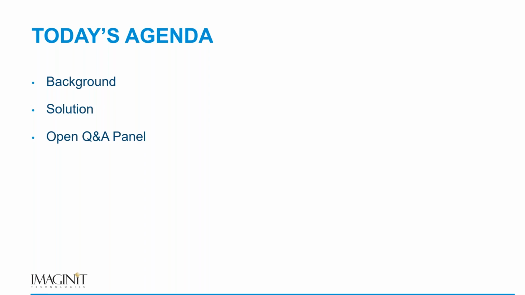But as part of the agenda, we're going to talk about the background information, the problem that particular utility was trying to solve. We'll talk about why some of the out-of-the-box solutions didn't really fit the bill. We'll talk about how we solve that problem, and then we'll open it up to questions toward the end.